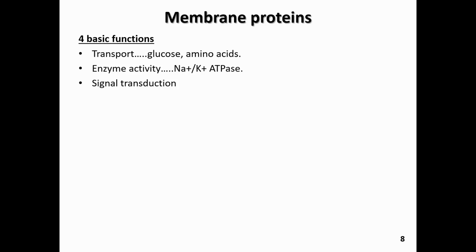Transducing exterior chemical messengers to changing some function inside the cell is a signal transduction function, and attachment recognition. CAMs are an example of an attachment or recognition, or the immune system function is captured in this 4th basic function.